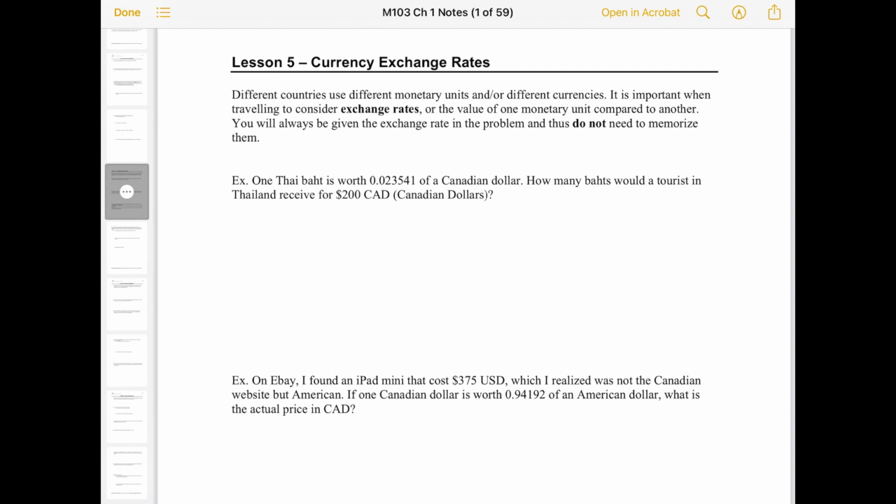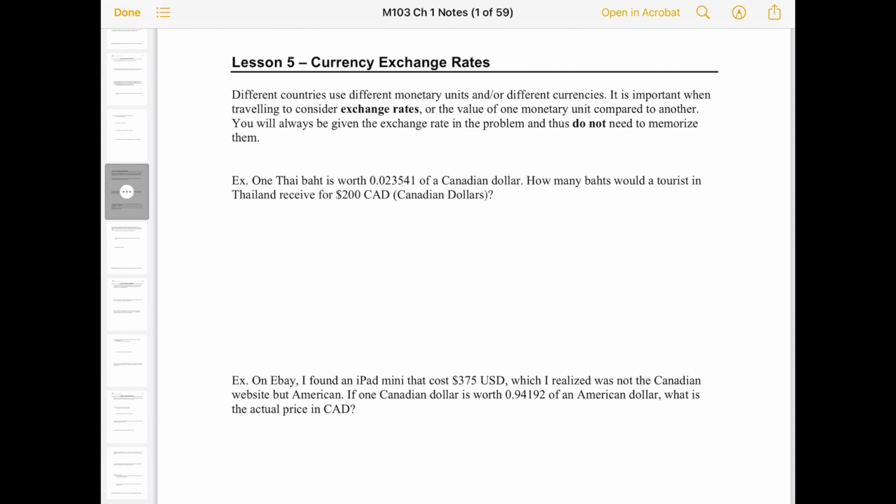So it's important when traveling to consider the exchange rates, right? The value of your monetary unit compared to the other. You will be given the exchange rate in the problem and you do not need to memorize them. So always use the information that is given to you.